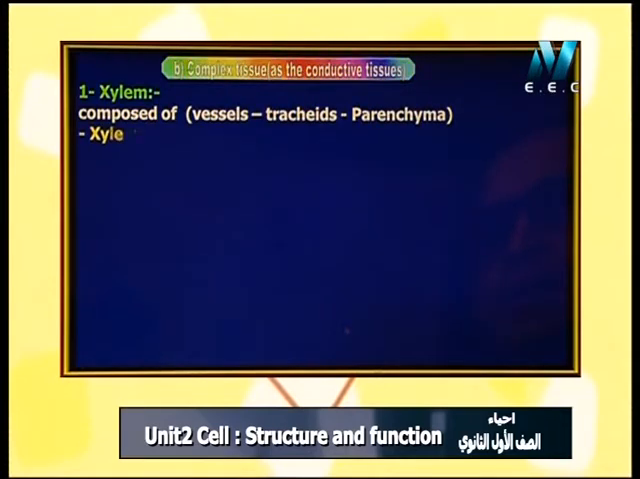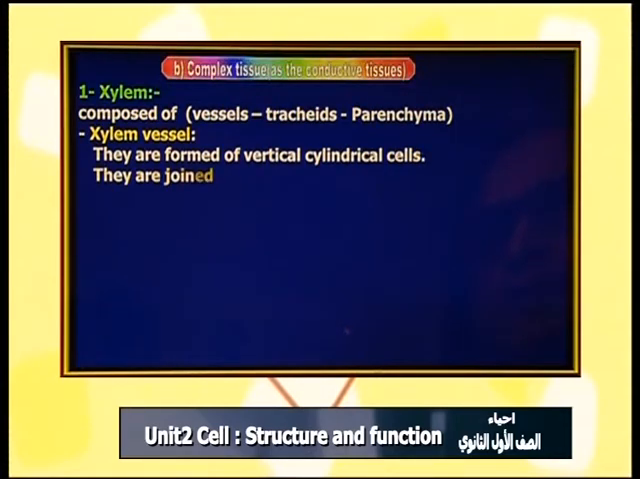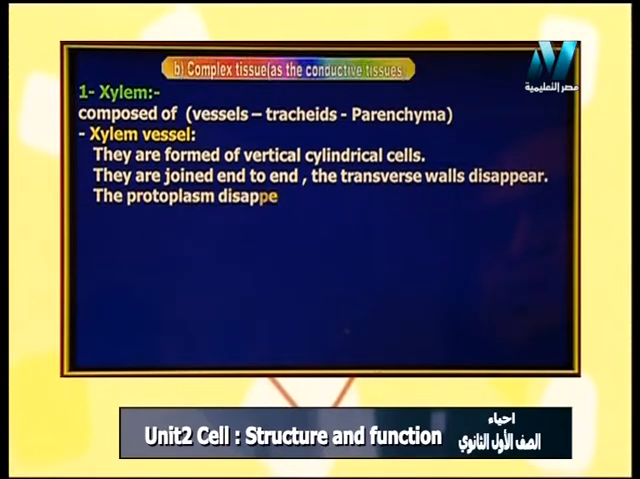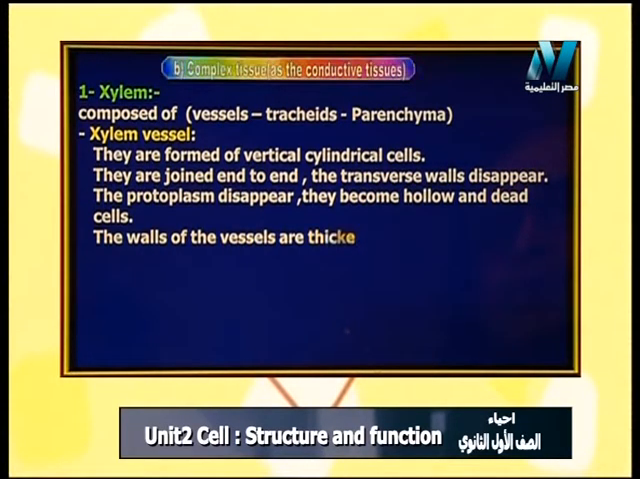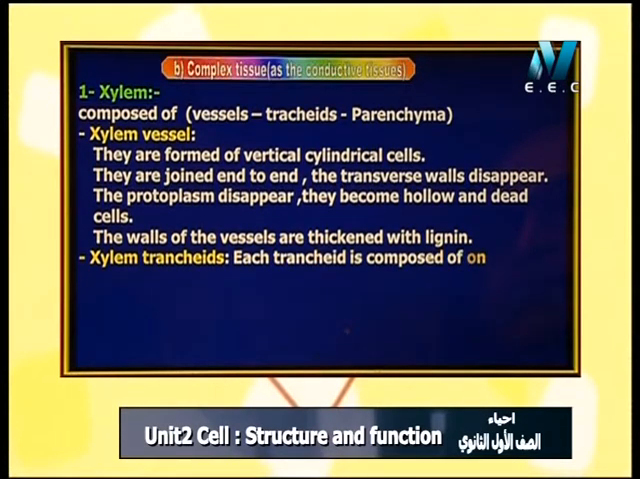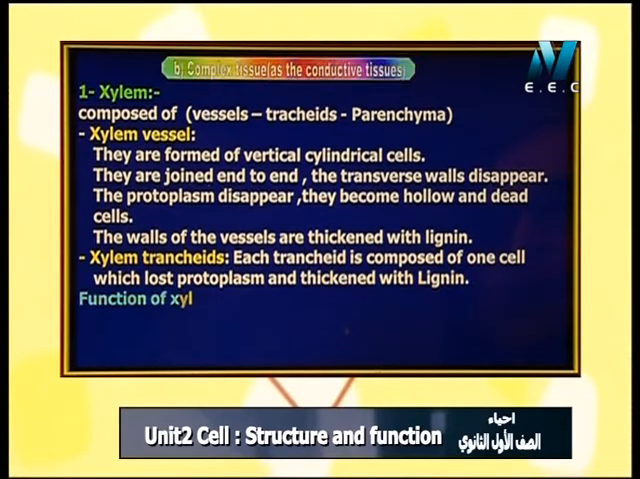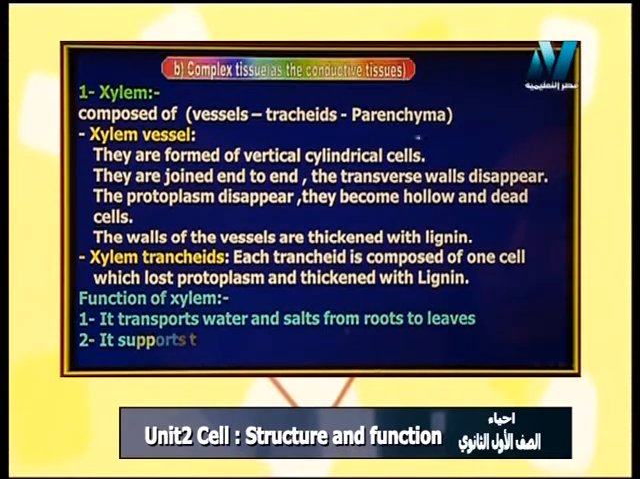We make a comparison so we can see what the differences between the xylem and the phloem are. Now in front of me, the xylem consists of vessels, tracheids, parenchyma, and when there is secondary thickening there are also fibers. Xylem vessels are composed of vertical cylindrical cells. They join end to end and the transverse walls disappear. The protoplasm disappears and they become hollow and dead cells. The walls of vessels are thickened with lignin.